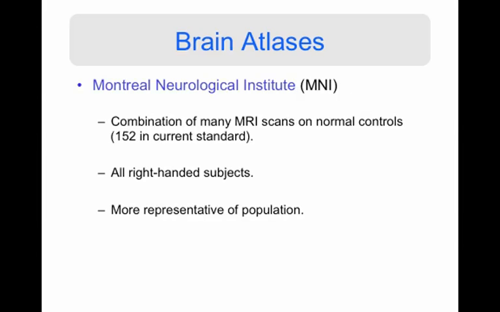Lately, people are becoming more enthusiastic about using what's called the MNI brain. This is the Montreal Neurological Institute. This is the combination of many MRI scans on normal controls. In the current standard, there are 152 normal controls, and they were all right-handed. In general, because we're combining scans across many people, the MNI brain tends to be more representative of the population than, for example, the Talairach brain, which was just based on a single individual.